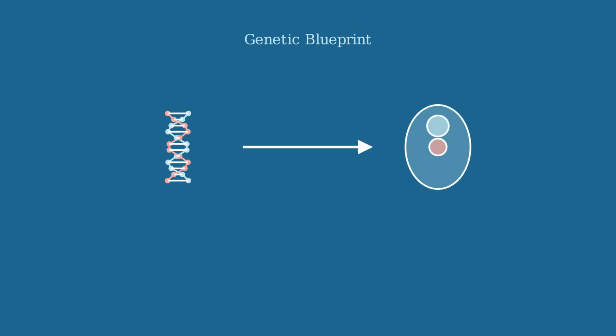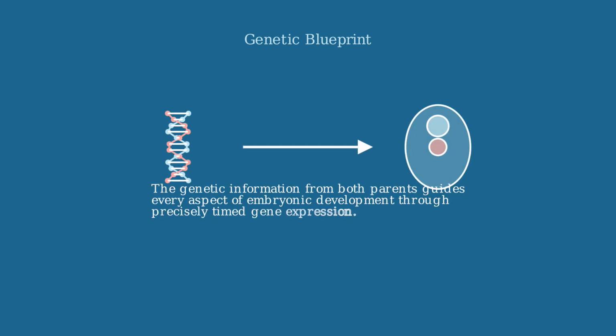Throughout embryonic development, genetic information from both parents guides this complex process. The DNA contains instructions for when and how cells should differentiate and form specific structures. This precise genetic control ensures that development follows the correct sequence and timing.